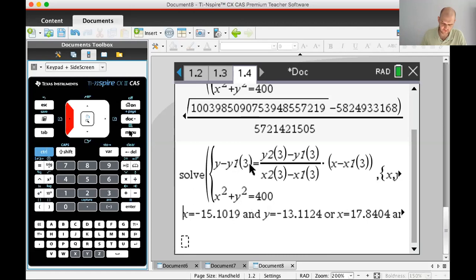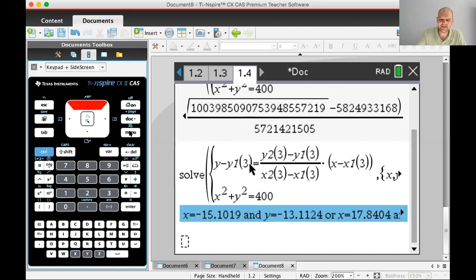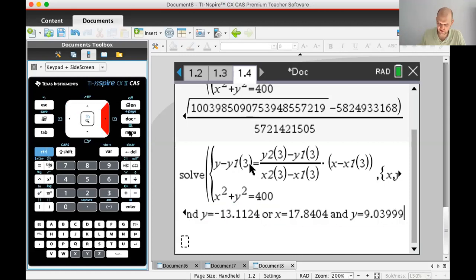So what should I write down here? I'm going to write down those ordered pairs. So negative 15.1019 comma negative 13.1124. And then the other one is 17.8404. Could I get an exact value for these? I think I could. I think I don't want to, but I think I could. Okay. So I got them written down.